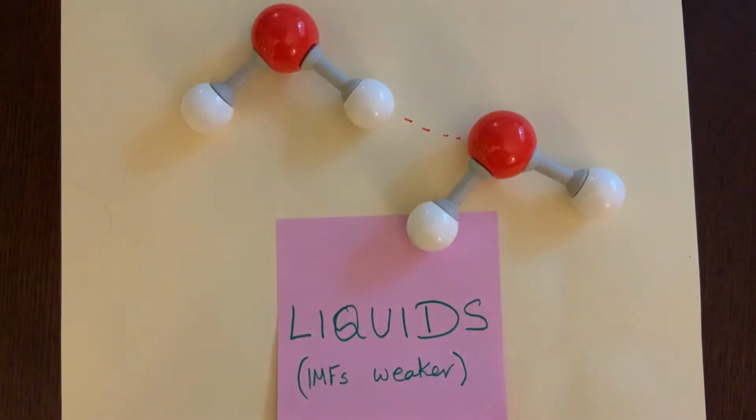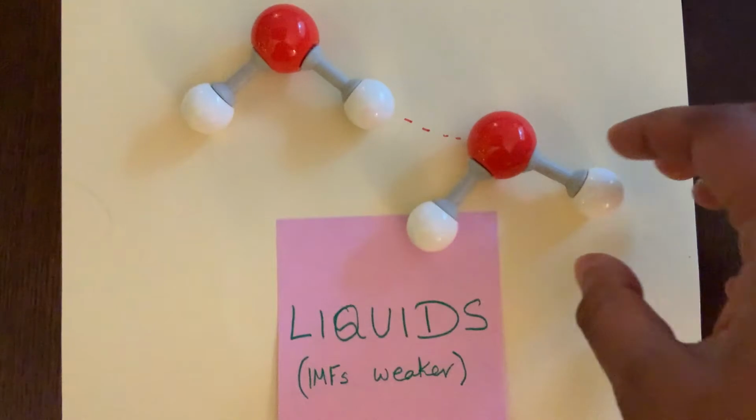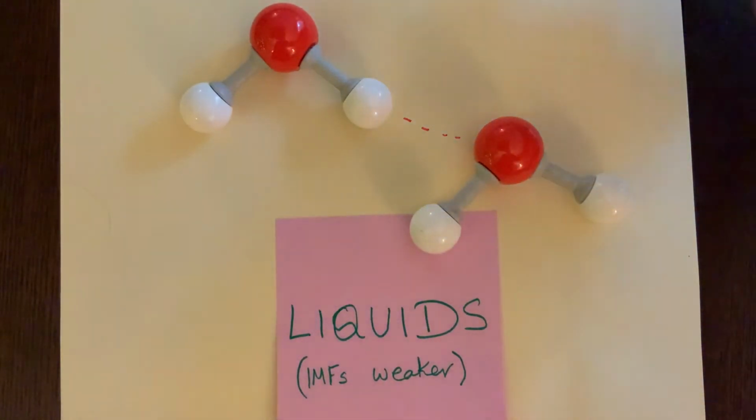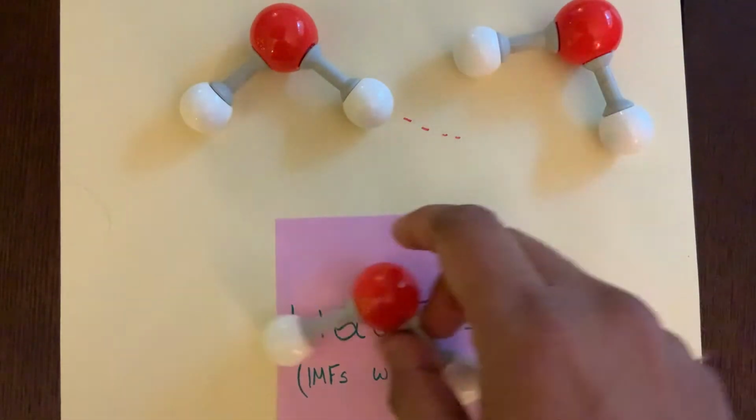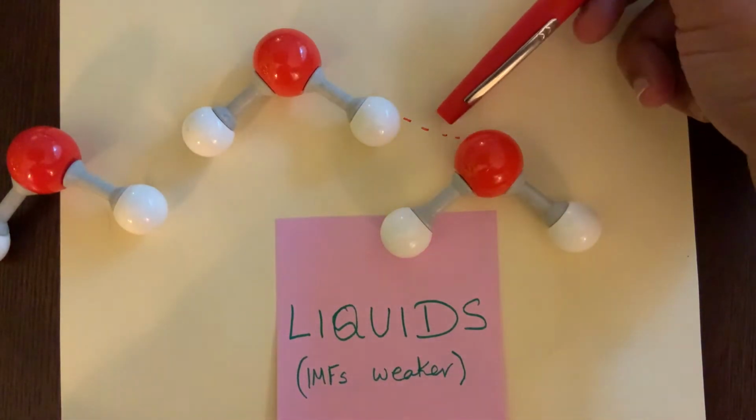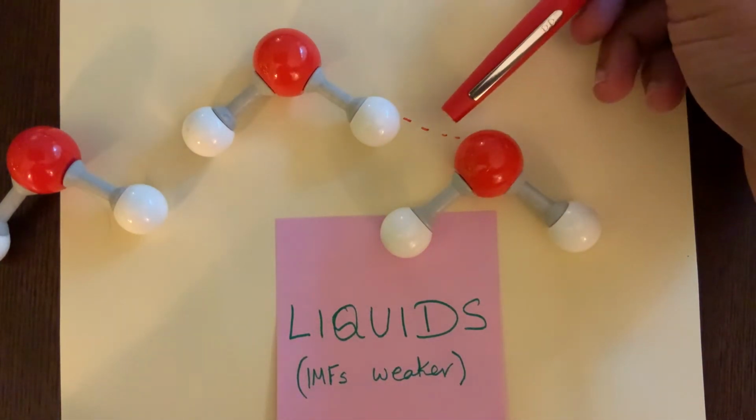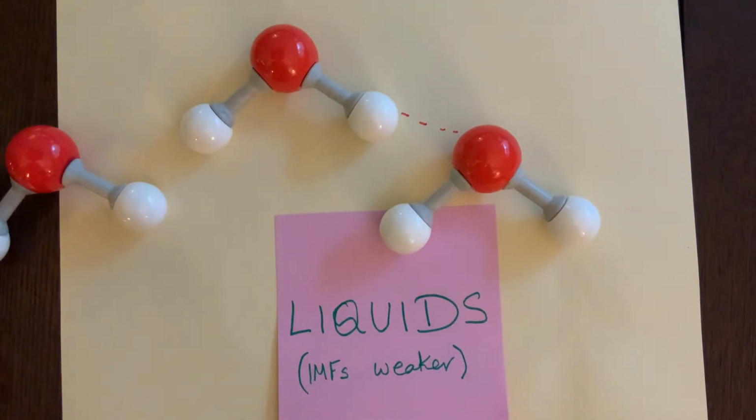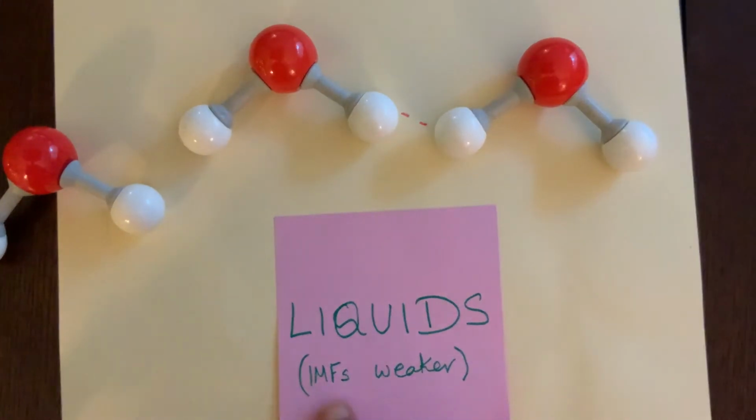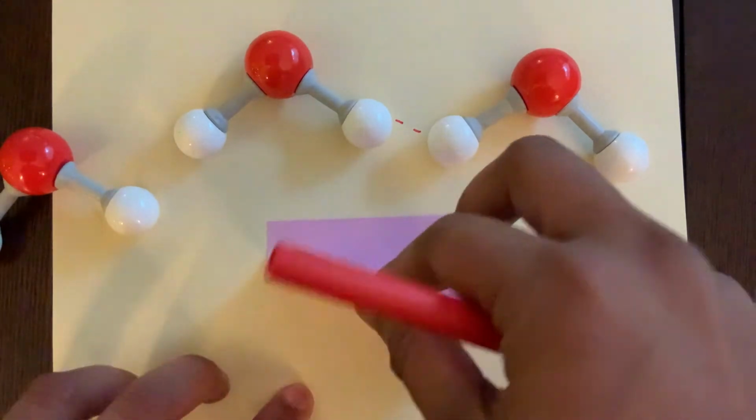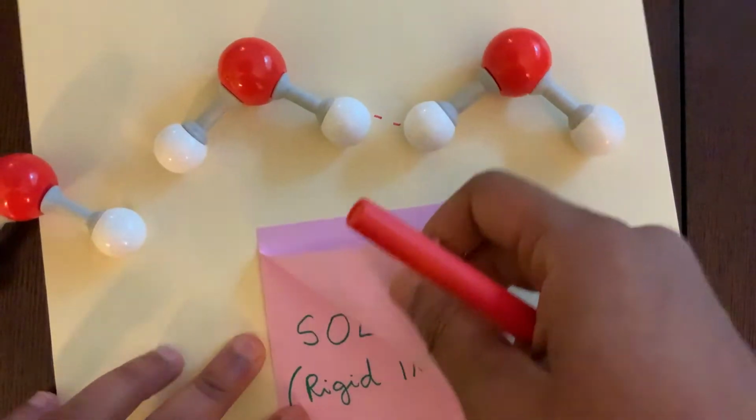But the thing about liquids is these intermolecular forces can form and then break and then form again with something else. So these molecules can basically switch around, and that's what allows for a liquid to flow. But the fact that these exist tells me that they are somehow bound together, and that's why the liquid stays in the container. So liquids have IMFs, but they're weaker and more flexible and they can move around a lot more.